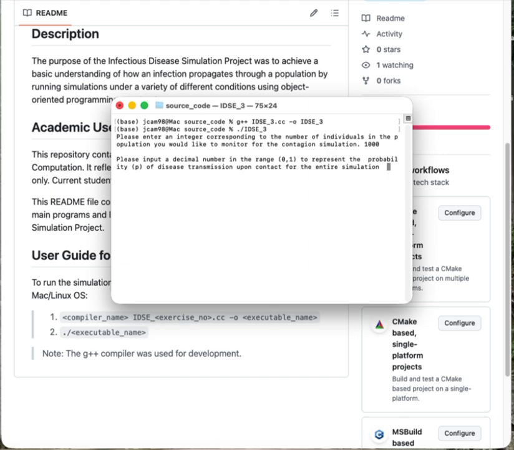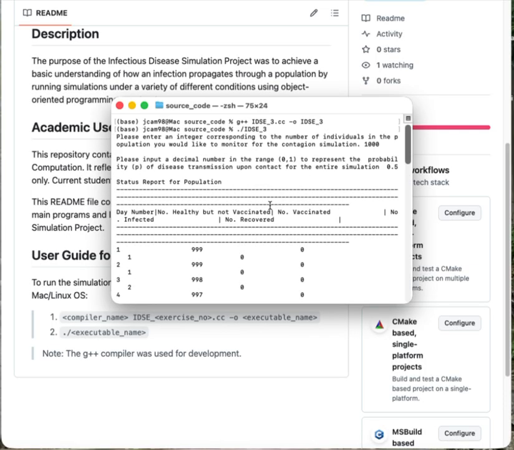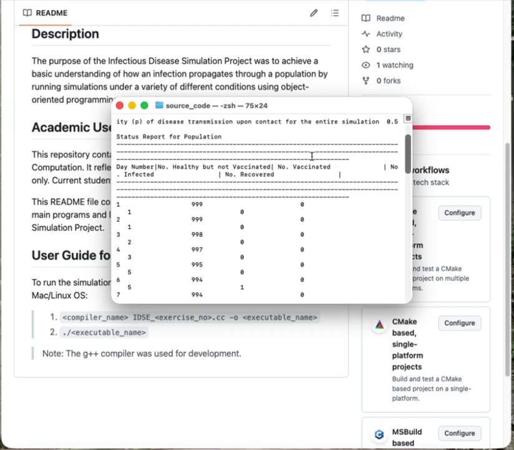So we set the size of the population, we set a probability value representing the probability of disease transmission upon contact for members of the population. That's fixed during the simulation. And we have a day-by-day representation of the quantity of individuals that are infected, the number that are vaccinated, and the number that have recovered from infections.